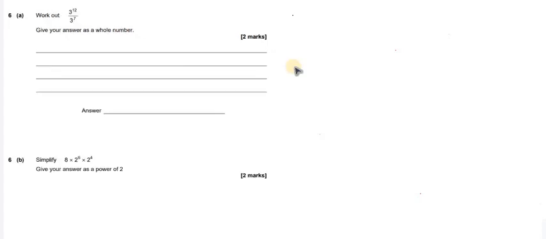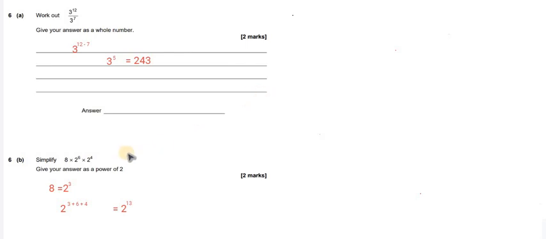Okay, question 6. Okay, work out 3 to the power of 12 divided by 3 to the power of 7. Give your answer as a whole number. So that's 3 to the power of 12 minus 7, so that's indices because you're dividing with the same base, you subtract the powers. 12 minus 7, that's 5, so that's 3 to the power of 5. As a whole number, 3 times 3, that's 9, times 3, 27, times 3, 81, times 3, 243.